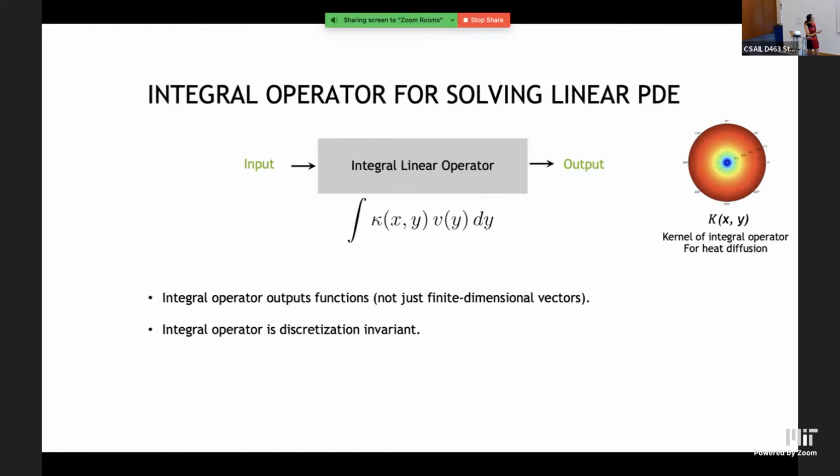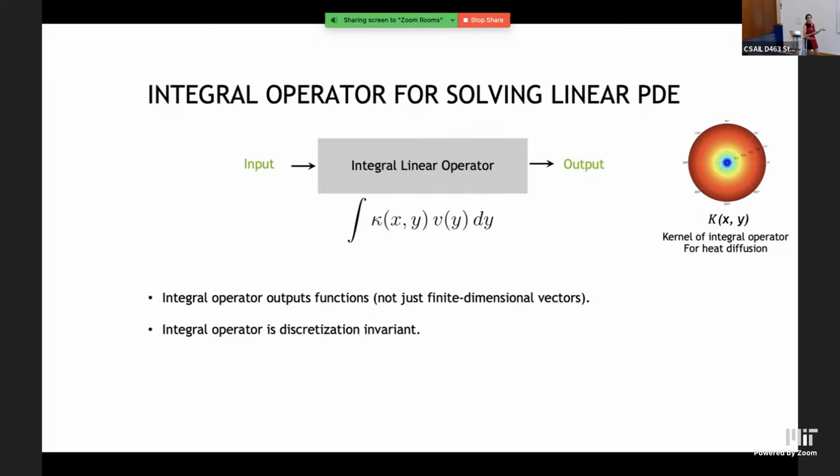Because you have this integral form, we know that this outputs functions. You can always now query at any point in the domain, and this is by definition discretization invariant. Of course, if we did this integration exactly. But this is standard linear partial differential equation solving, right? This is how we obtain solutions, the Green's function formulation.